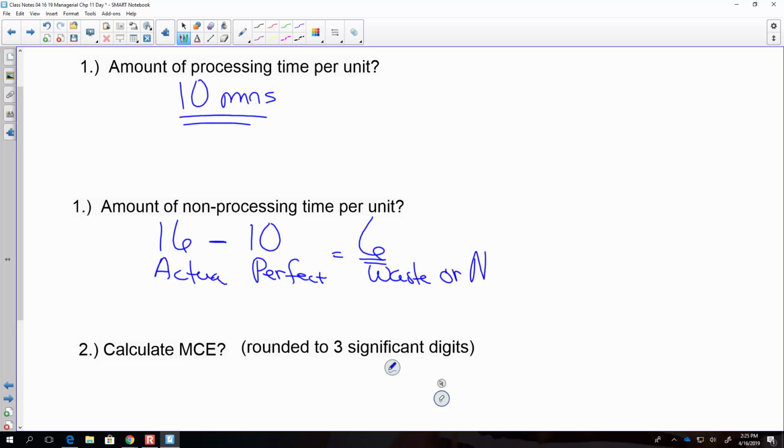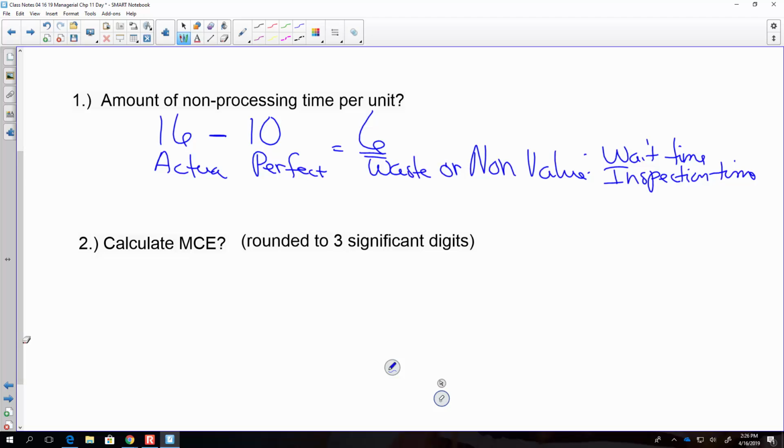also known as non-value. So here is that wait time, inspection time, those non-value added items. That's 6 minutes per part. So the MCE is going to be what? The perfect time on top. What's my bottom number? Sixteen, right? The actual. So what percentage is that? Yeah, 62.5. 62.5?